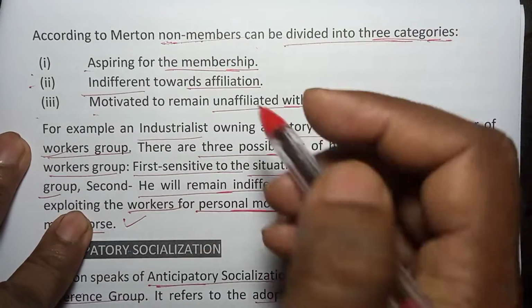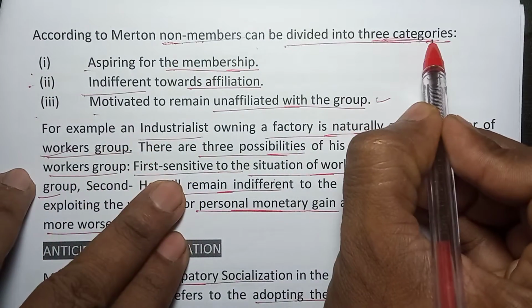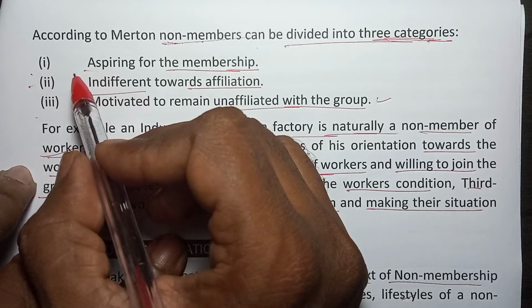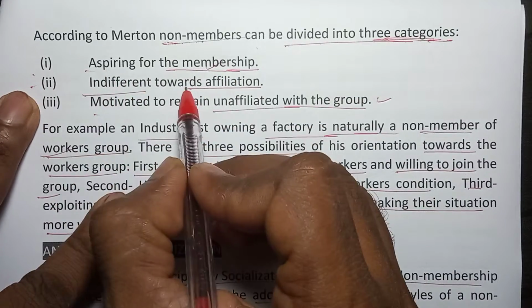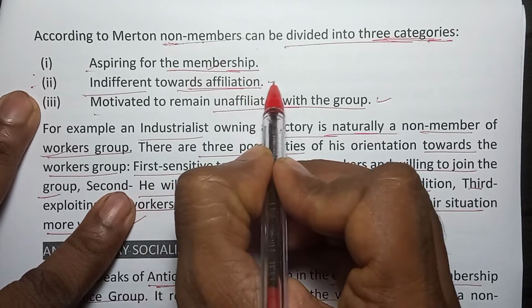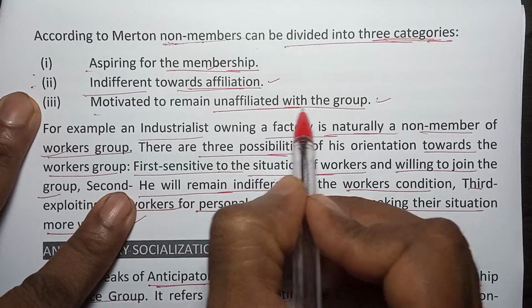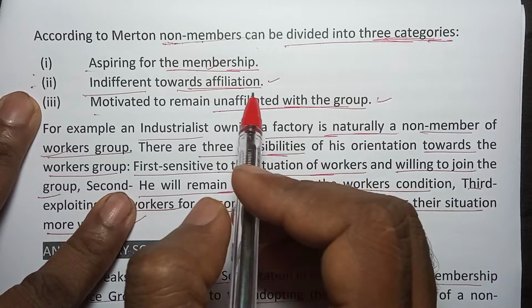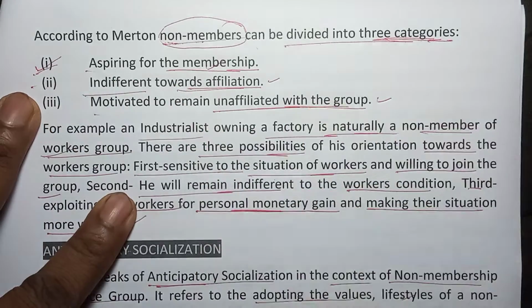According to Merton, non-members can be divided into three categories. First, aspiring for the membership. Second, indifferent towards affiliation. Third, motivated to remain unaffiliated with the group. So here three categories are there of non-members.